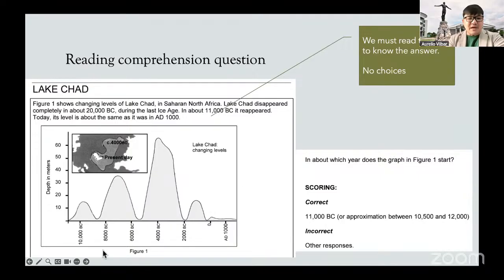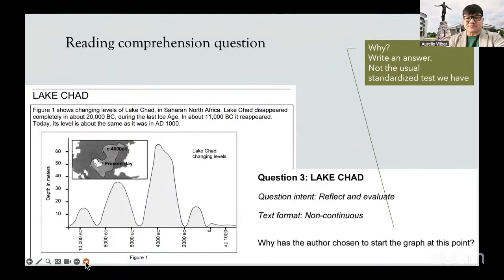Now, ito yung pinaka-interesting, the next question. Here. Why has the author chosen to start the graph with this point? Can you imagine? PISA is asking you why. Why has the author chosen to start the paragraph at this point? Bakit kailangan niya mag-start at this point? So, which means again, why? Therefore, you have to justify your answer. And that makes PISA very interesting, very challenging, but we need to prepare for this.